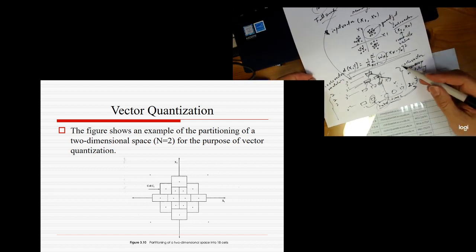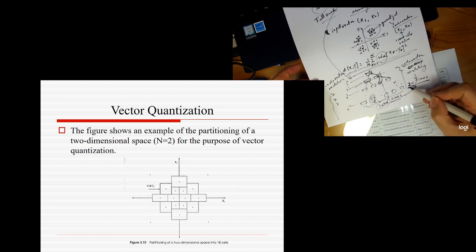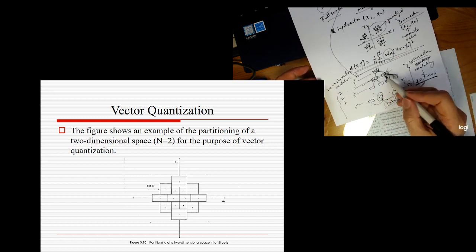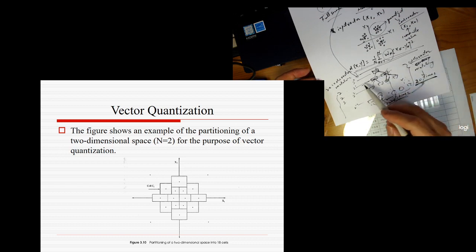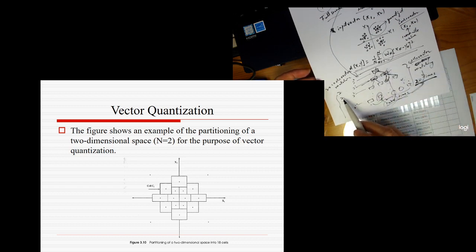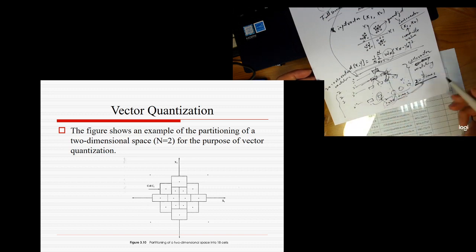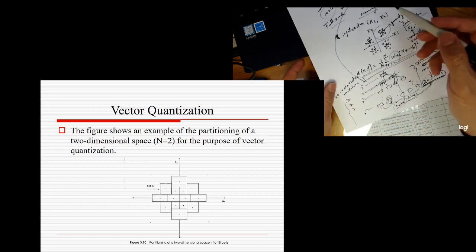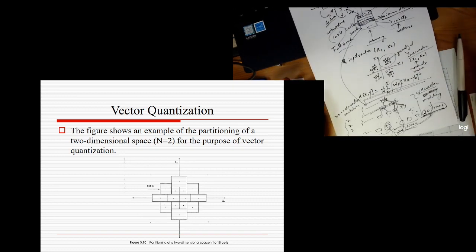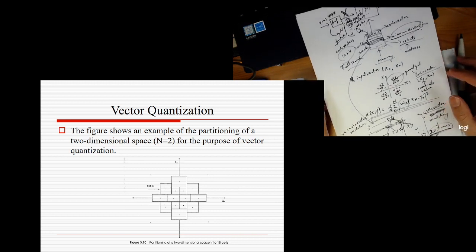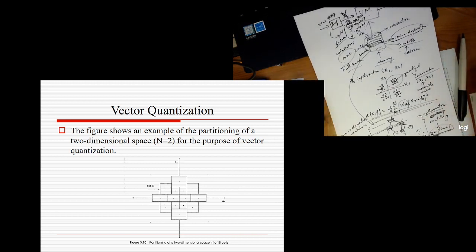Once we talk about tree search, the covector matching is not 10 times, it's 20 times. At each level you have to compare and decide which path is good, so each level has 2 covector matches. The total is 20 covector matches. The original full search is 1024 times. So this was just a brief talk about vector quantization.